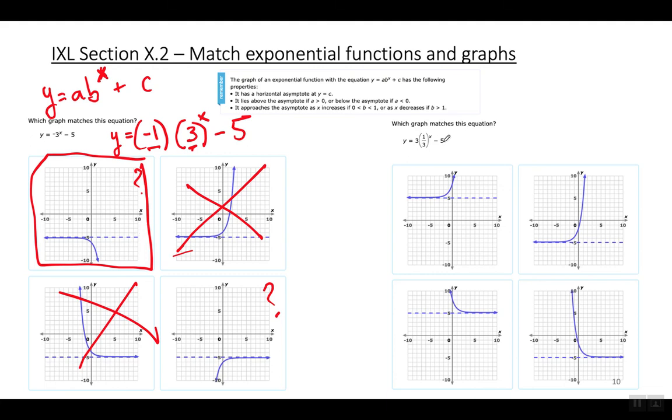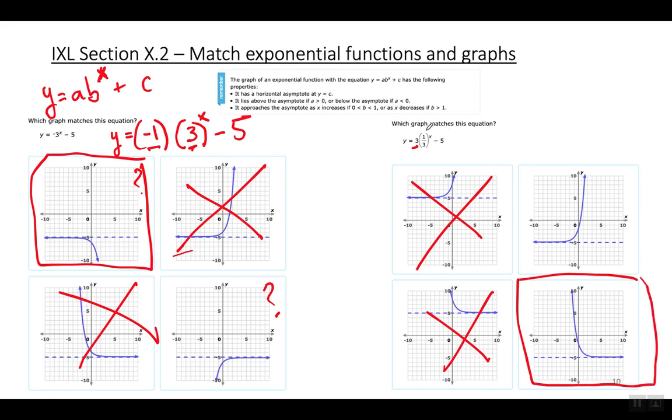Over here, the asymptote is negative 5. So it can't be this one, and it can't be this one. It's got to be between these two, because they both have the asymptote at negative 5. A is positive, so that means that the graph of the line has to be above the asymptote, which it is in both of these. So B is what's going to determine the answer. Look at B. B is between 0 and 1, so that means that from left to right, the line has to be getting closer to the asymptote, so this has to be the correct answer.